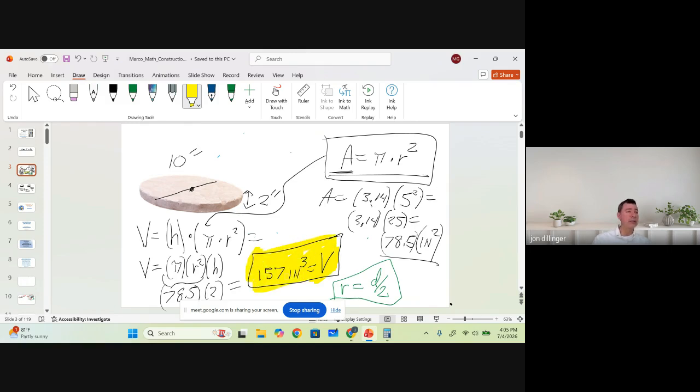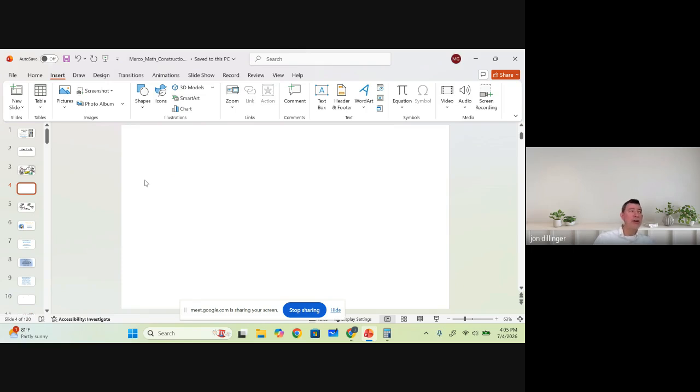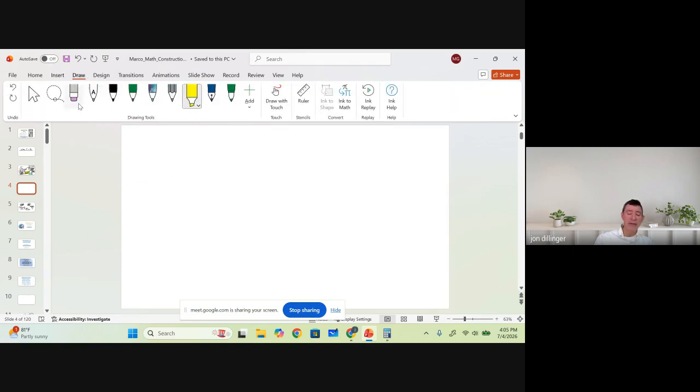That's the answer to this problem. Now, if you're dealing with concrete, let me give you another one here. If you're dealing with concrete, the answer is always going to be in cubic yards. So it's going to be like this: yards cubed, but it's going to be expressed as this, CY.